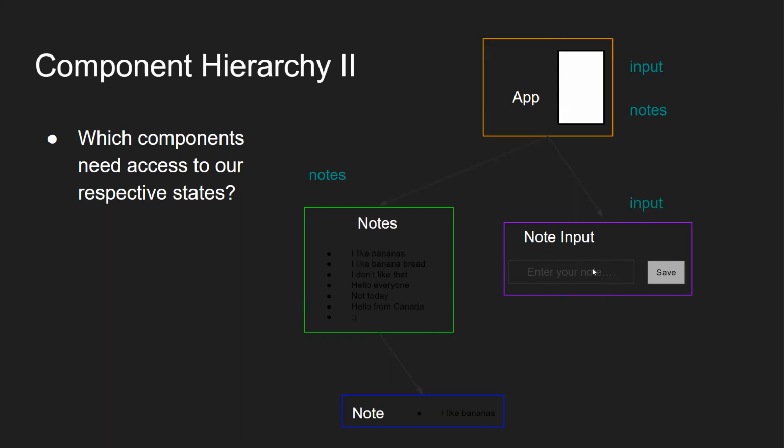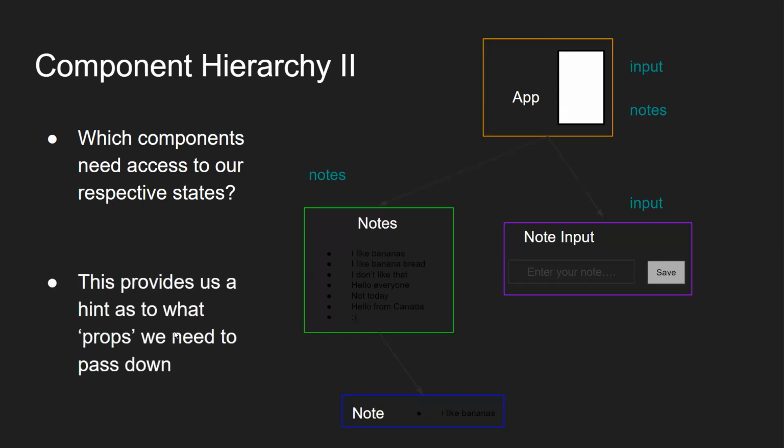We want it here because the input represents whatever the user is typing. As they type it, they should be able to see it in the input box, right? As they're entering it, they should be able to see what it is. And of course it's changing. So this provides us a hint as to what props we need to pass down. It looks to me like we're passing down notes.